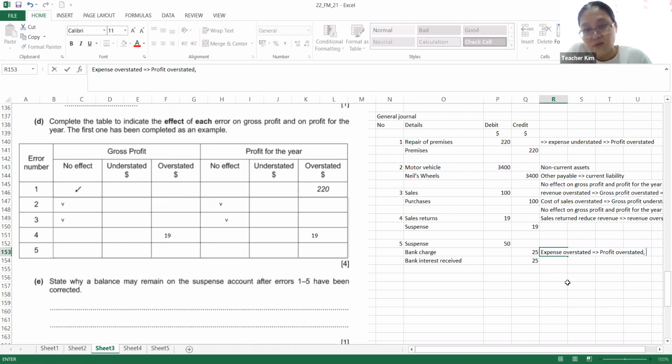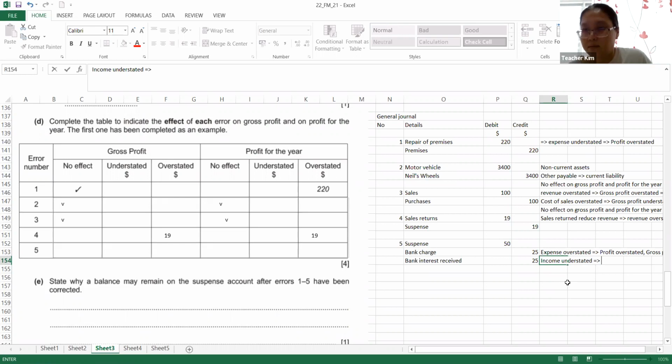Gross profit no effect, because expenses are not under the gross profit. Bank interest revenue. This is an income. So income understated. So income understated. Wait, let me see.